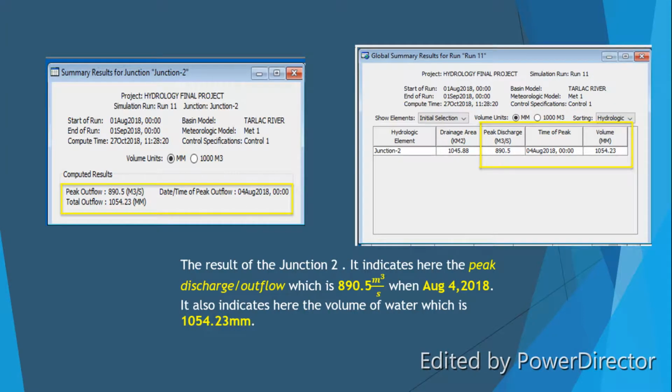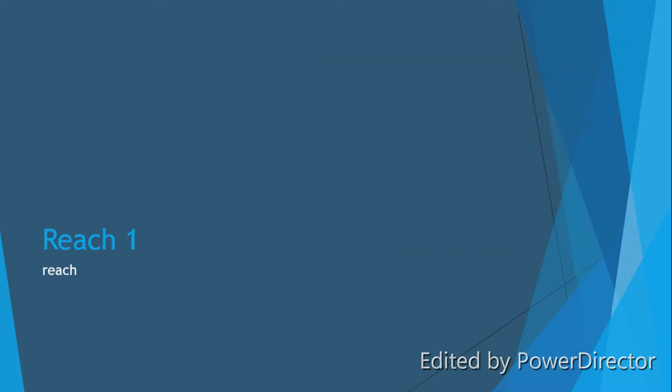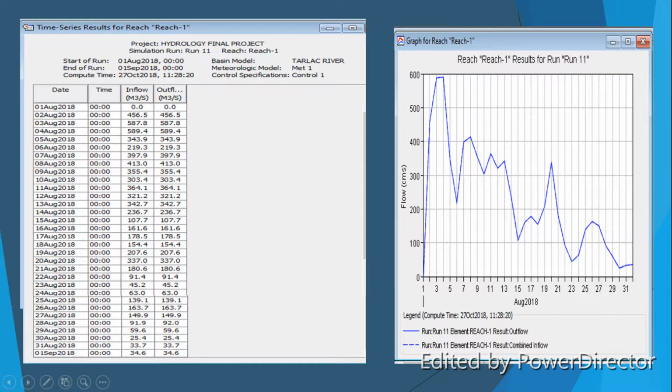And the summary of results for Junction 2. It indicates the peak discharge or outflow, which is 890.5 cubic meters per second, happened also on August 4, 2018. It also indicates the volume of water, which is 1054.23 millimeters. These are the precipitation data and graph for Reach 1.